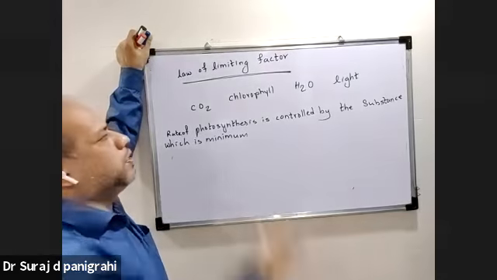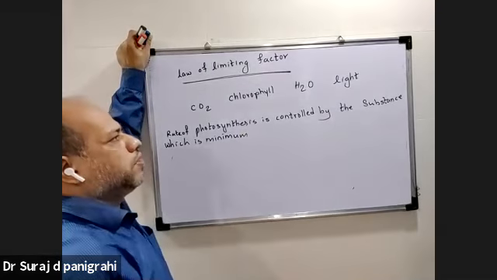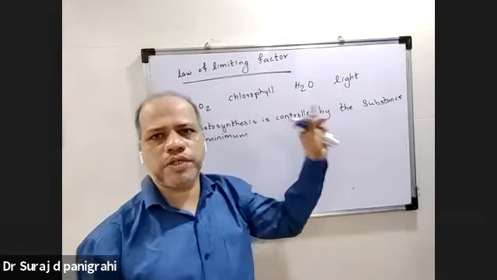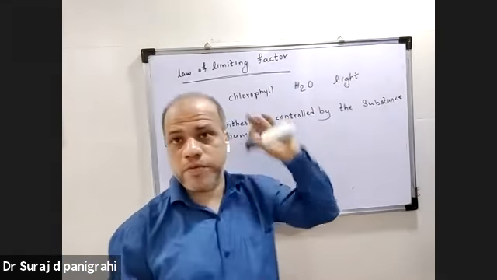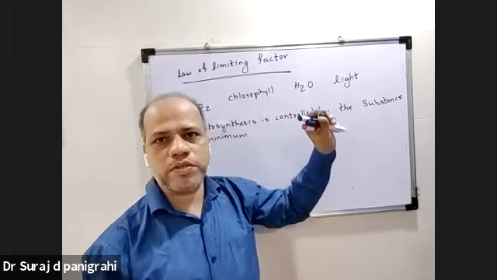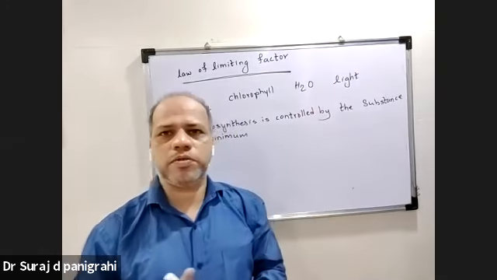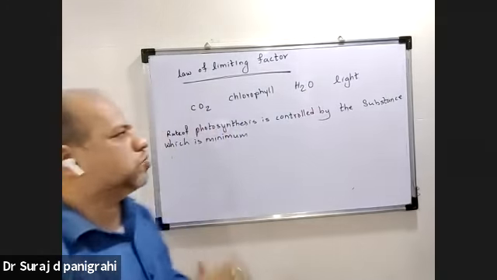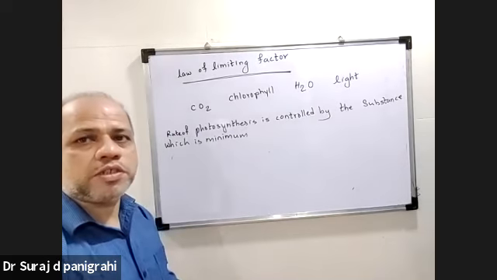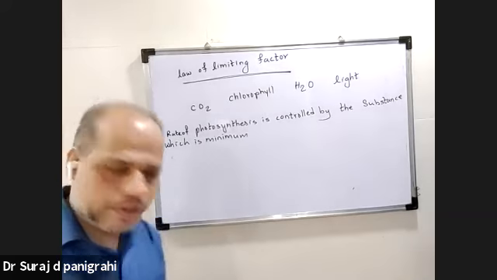Everything is there, chlorophyll is less, chlorophyll will control the rate of photosynthesis. Everything is there, water is less, the water will control the rate of photosynthesis. Everything is there at night, but photosynthesis does not take place because light is not available. So light will control the rate of photosynthesis. Understood? So the rate of photosynthesis is controlled by the substance which is minimum. So this is called the law of limiting factors.